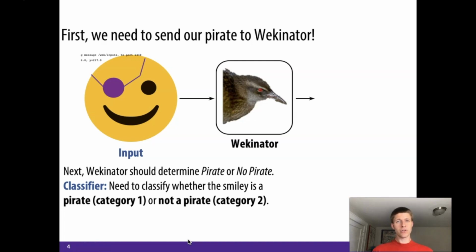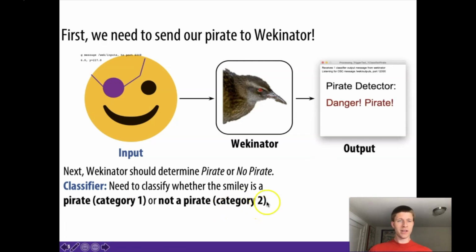And for our computer, the categories, the things that we have are always going to be numbers. So a pirate, I'm going to say that's category 1. That means pirate. I have to sort of ascribe that meaning to it. Or not a pirate. That will be category 2. And again, this is going to be sort of our output. And we're going to have just a little display on our screen that will take category 1, and it will tell us that we've detected a pirate. And if it sees category 2, it will say everything's safe. No pirates here.